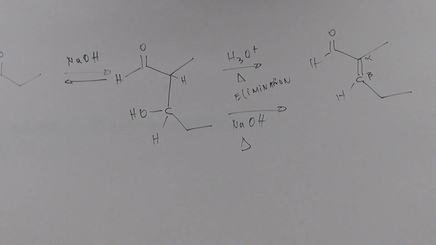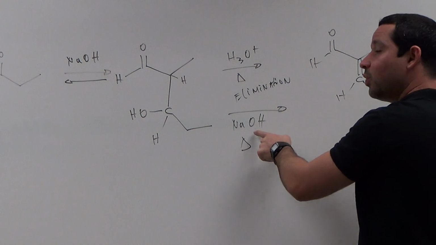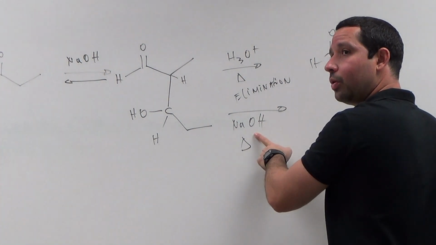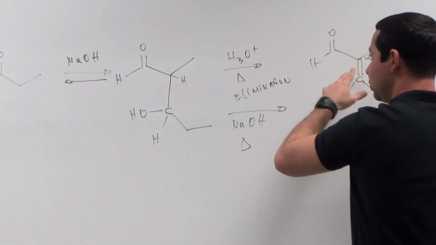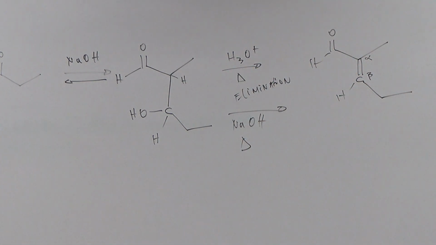You guys are not used to seeing OH minus as a leaving group, right? But it's okay. We already have OH minus, yes? Yes or no? So you eliminate OH minus, you form water, and you form this, which is more stable than that. Okay? So in general, when you see alpha, beta unsaturated carbonyls, where did they come from? They came from an aldol followed by elimination.